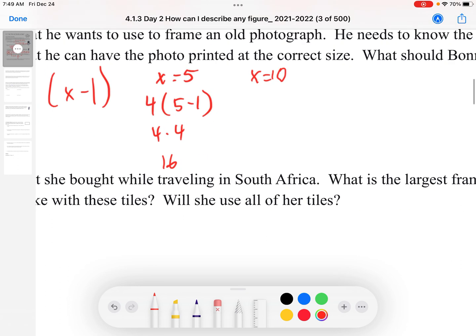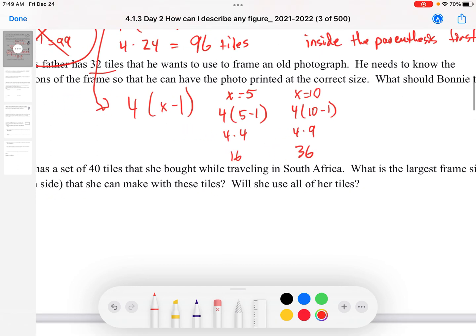There we go. 4 times (10 minus 1). 4 times 9 is 36. Ooh, that's too big. So we can't just say that if we double the sides, we double this. That's not how that works.